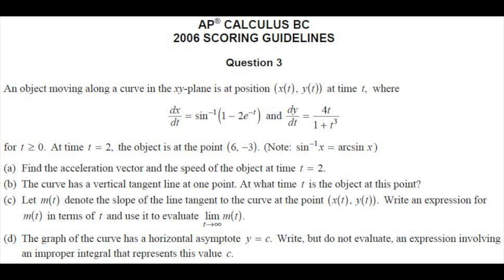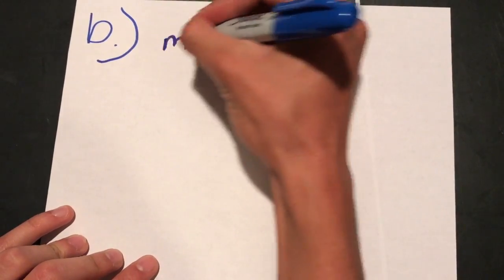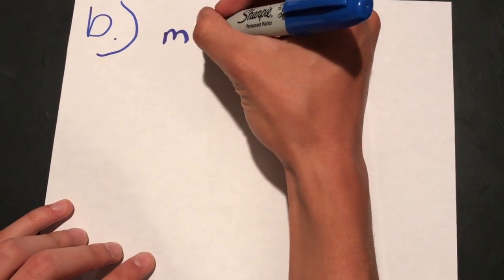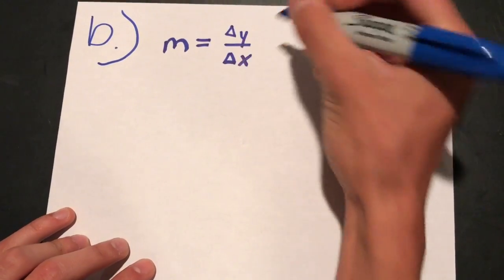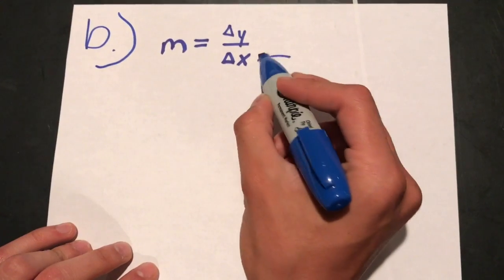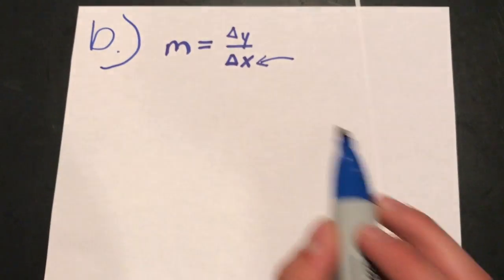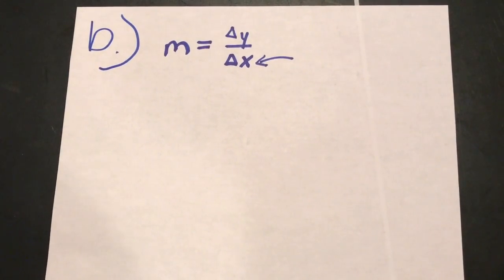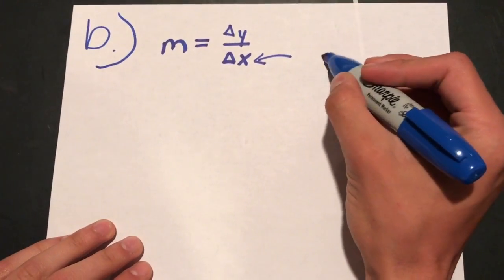Next we have part B, which says the curve has a vertical tangent line at one point. At what time t is the object at this point? Okay, to find the vertical tangent line at one point, we need to think about what the vertical tangent line really means. The vertical tangent line is a slope that is undefined. It's no real value. And we know the slope to be the change in y over the change in x. In order to get that to be an unreal value, we know that that has to correspond with the x equation. In this case, dx/dt equals inverse sine of 1 minus 2e to the negative t. So we're just looking for where this equals 0.